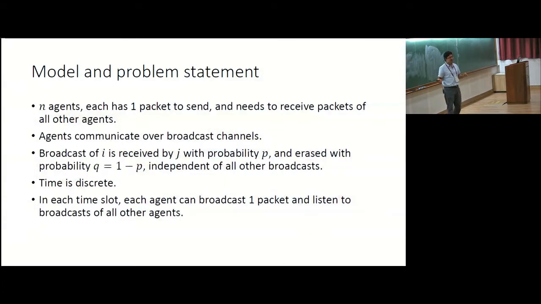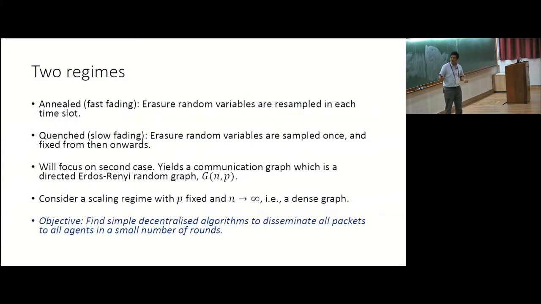Time is going to be discrete, and we'll assume that one time slot is long enough for every agent to broadcast one packet simultaneously and for everybody to hear everybody else. So how exactly you realize this as an engineering issue is up to you. Maybe you have n orthogonal channels and they transmit simultaneously, or you just have one channel but you slot it over time and you divide things over time. How you do that is up to you, but this is the abstraction. Okay, so there are different ways. So you could think of what happens over time.